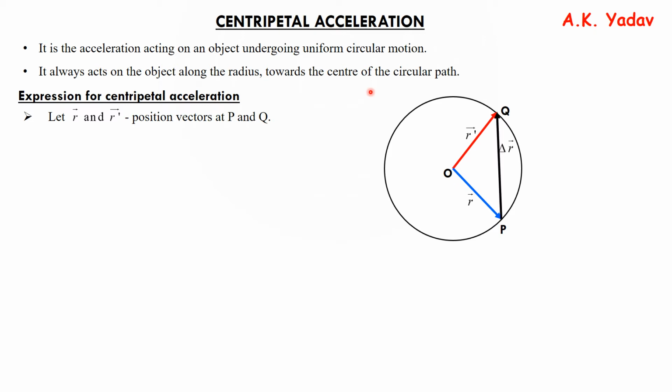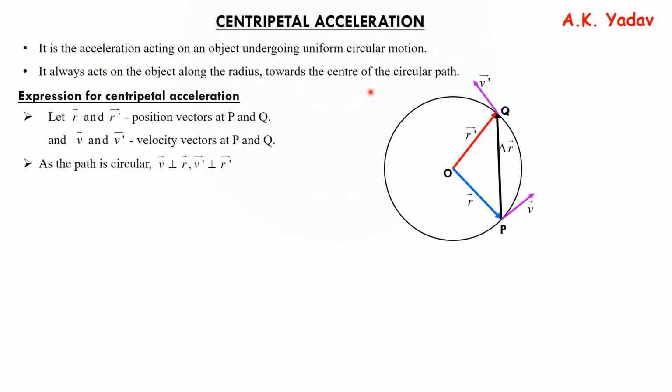So the displacement vector is delta r. V and V dash are the velocity vectors at P and Q. As the path is circular, V is perpendicular to R, V dash is perpendicular to R dash, as it is clear. Now this is V, this is V dash, so this will be delta V.